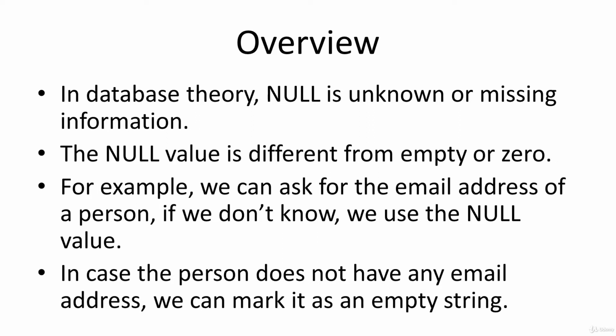So in database theory, null is unknown or missing information. It's where you don't actually have a data point. And that's different than an empty or a zero. For example, we can ask for the email address of a person, and if we don't know, we can input a null value there. In case the person doesn't have any email address, we could have also marked it as just an empty string. So that's kind of the difference between empty and null or a zero and null. So for example, if you have 0 sales for the month, that's different than just not knowing how many sales you have for a month.